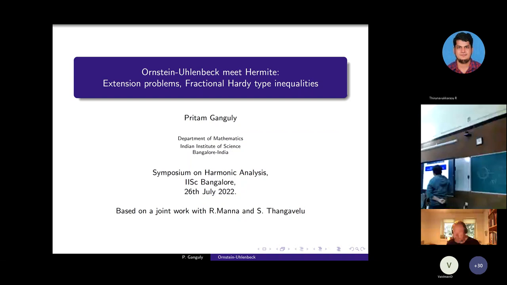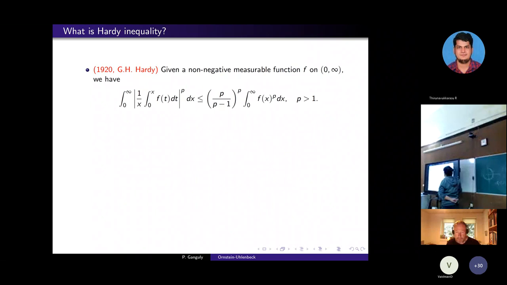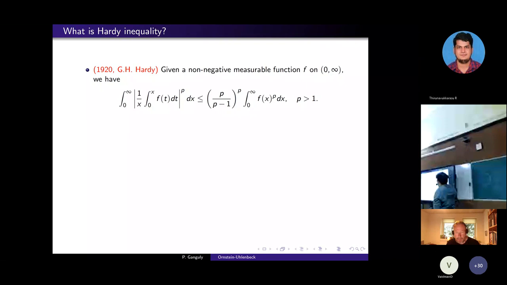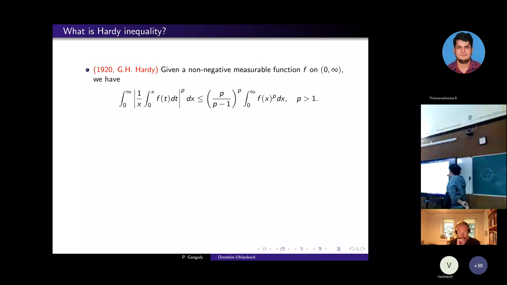To begin with, let us see what the Hardy inequality is. More than 100 years ago, G.H. Hardy came up with this inequality, which says that given a non-negative measurable function f on the open interval 0 to infinity, this inequality holds.